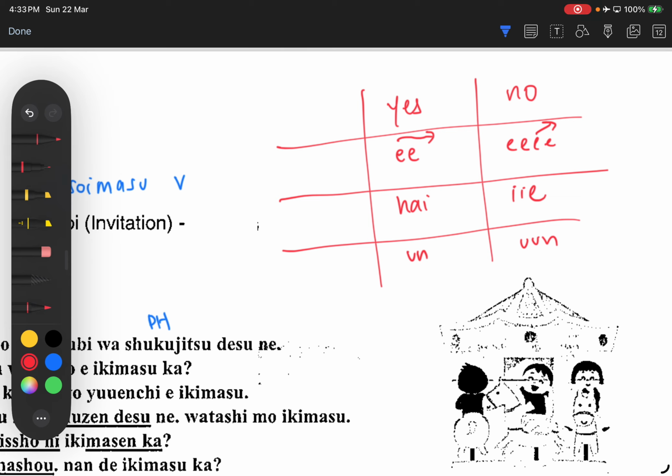Reply yes and no lah. But of course, we try to stick to hai and iie. We don't want to be rude or overly friendly with someone. So the Japanese person won't be like, 我跟你很熟啊. Okay, so we try to stick to hai and iie.